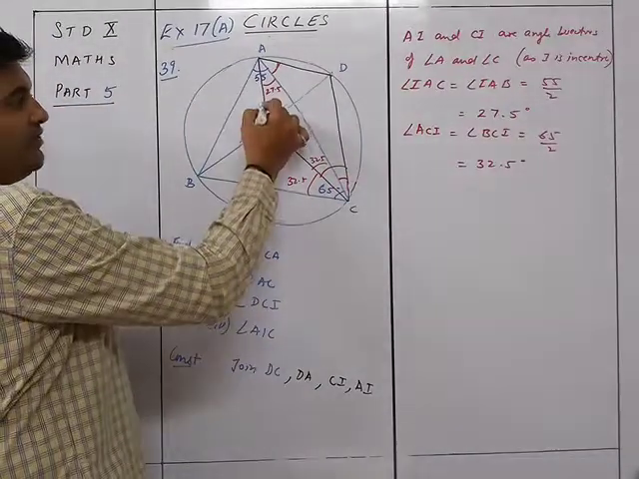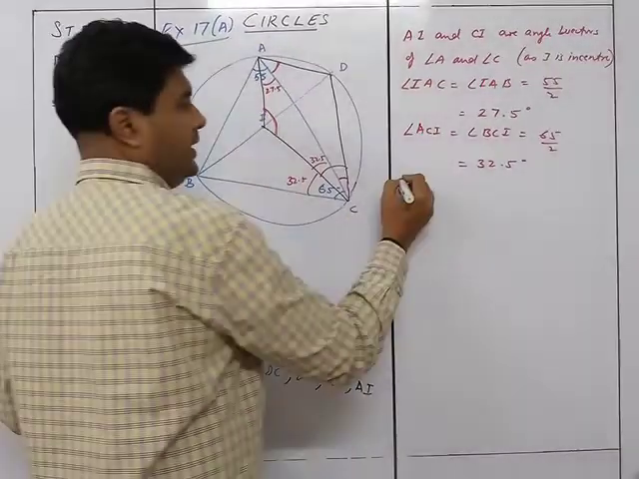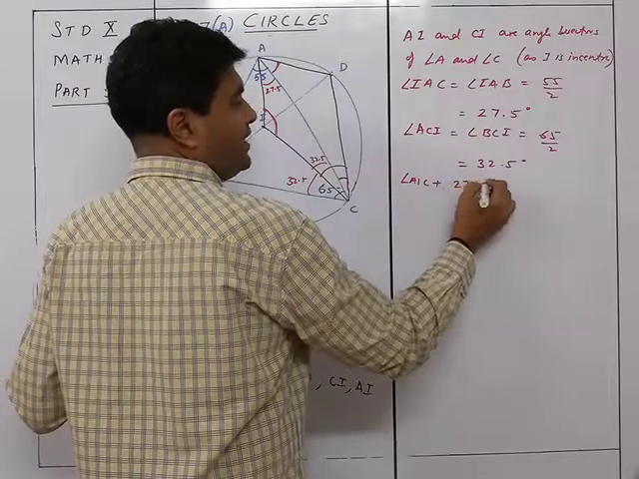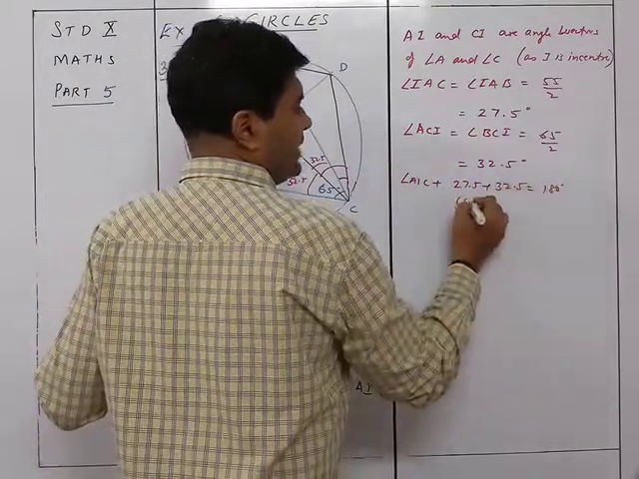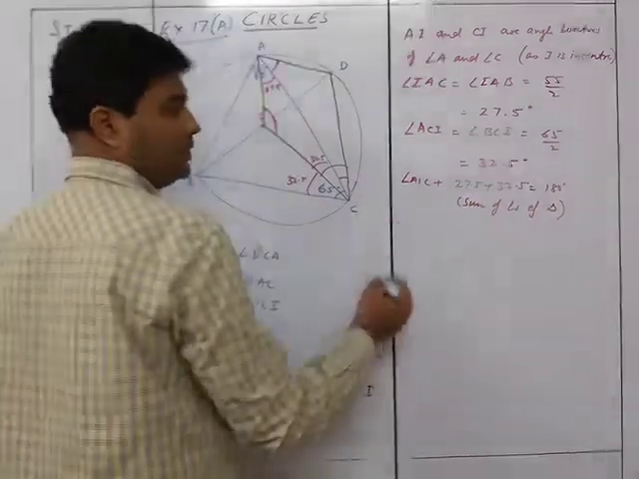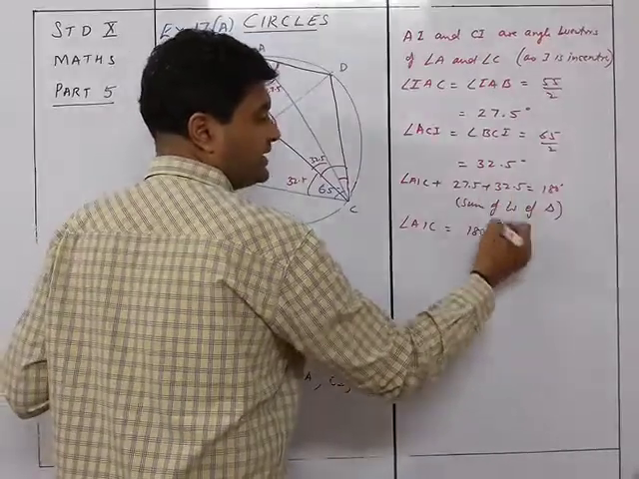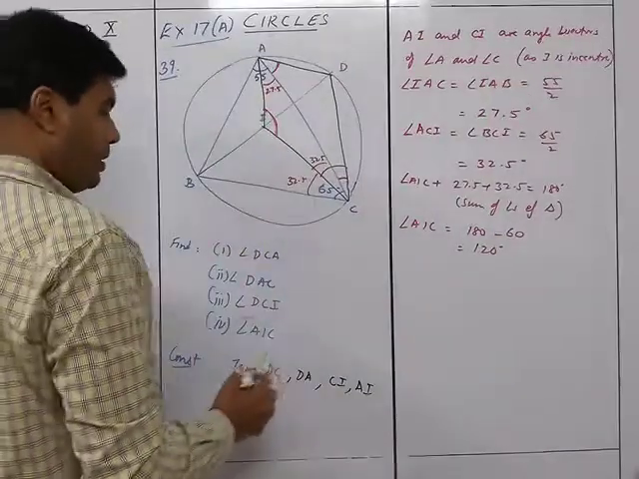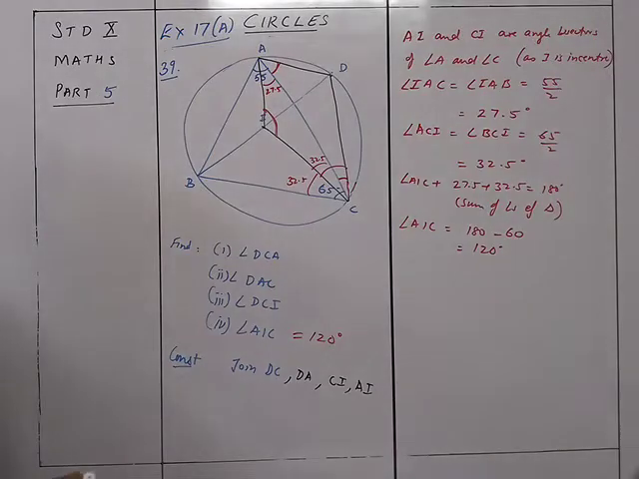So automatically you can find this angle because the sum is 180 degrees. So angle AIC plus 27.5 plus 32.5 is equal to 180 degrees, sum of angles of a triangle. So angle AIC is equal to 180 minus 60 is equal to 120 degrees. So this we found first as 120 degrees.